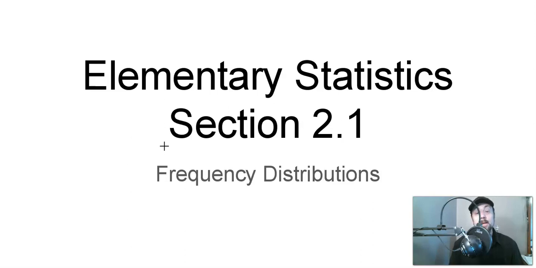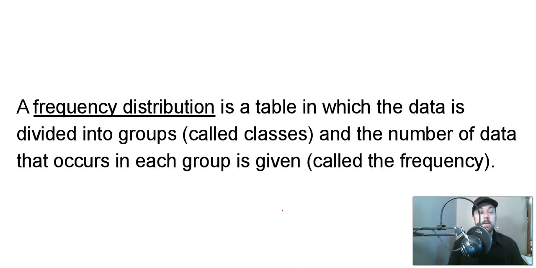In this video, we're going to take a look at section 2.1 on frequency distributions. So let's start with a definition. A frequency distribution is a table in which the data is divided into groups, which we call classes, and the number of data that occurs in each group is given. This number is called the frequency for that particular class.